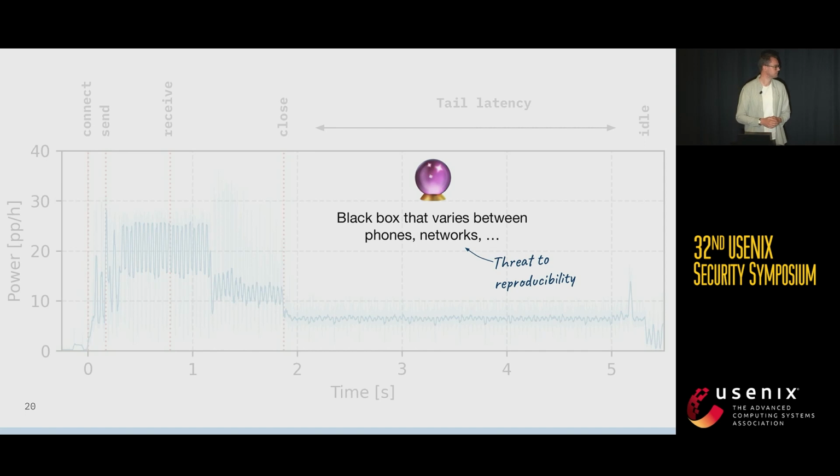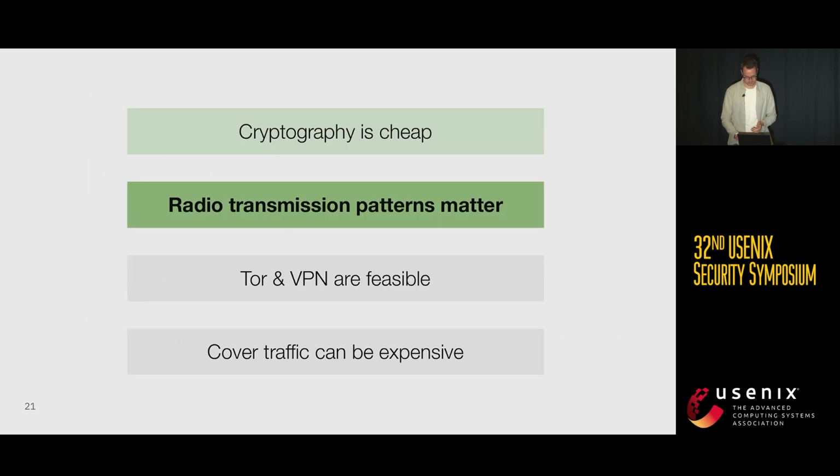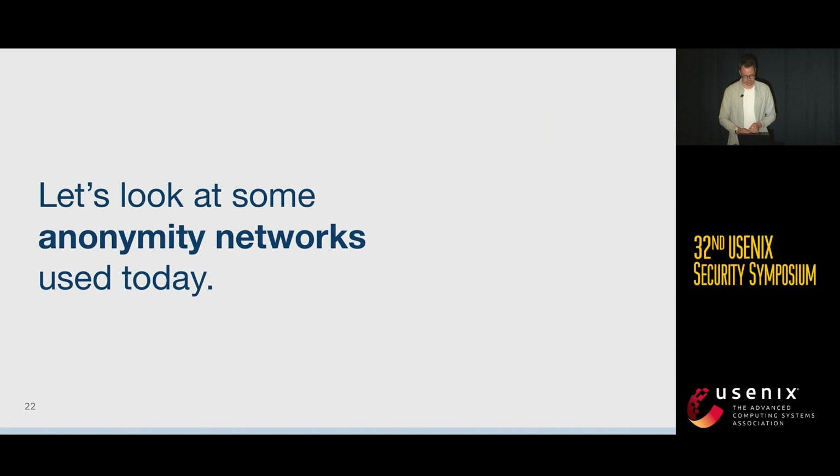To make things even worse, this is kind of a black box. There's no API to figure this out, and it's different between smartphones and different between network operators. So radio transmission patterns matter. But let's look at some anonymity networks that are in use today.